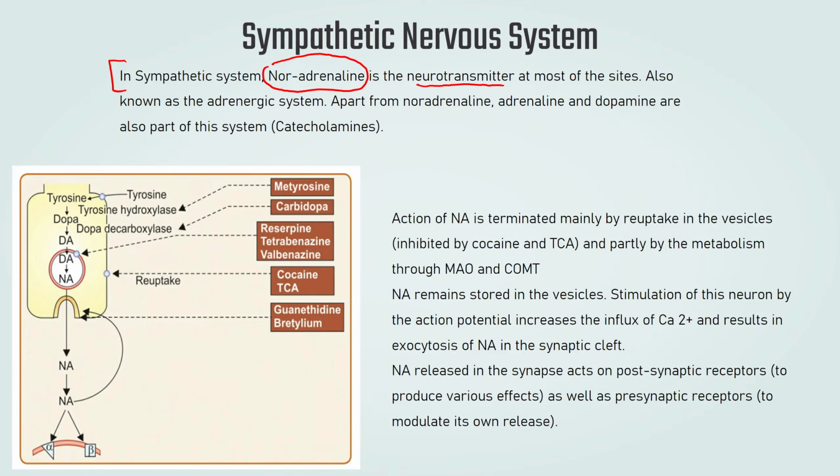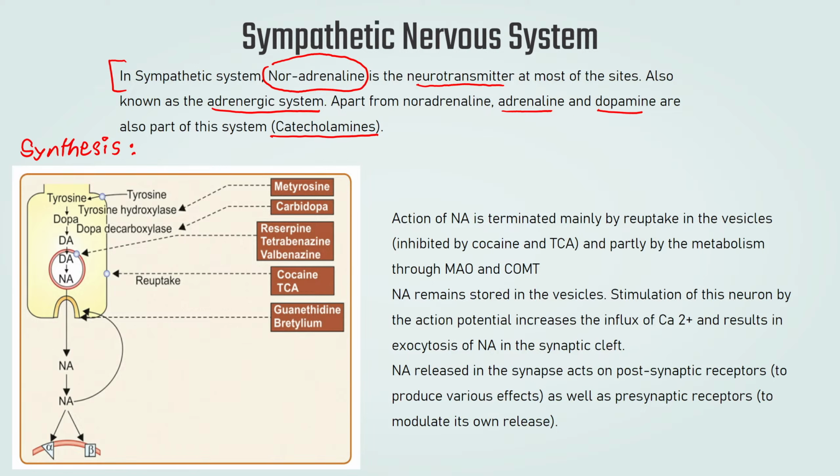And therefore, the sympathetic nervous system is also called the adrenergic system because of noradrenaline. And apart from noradrenaline, adrenaline and dopamine are also part of the system. Together they are called catecholamines. Now this is just the synthesis of these neurotransmitters. But it is important to remember the steps and the drugs which inhibit those steps.